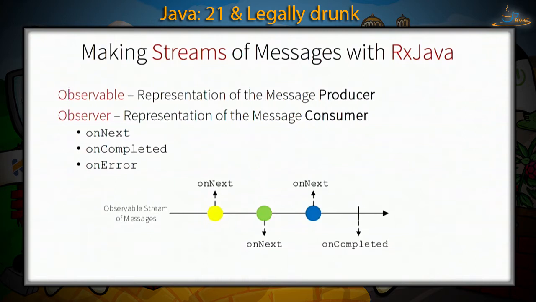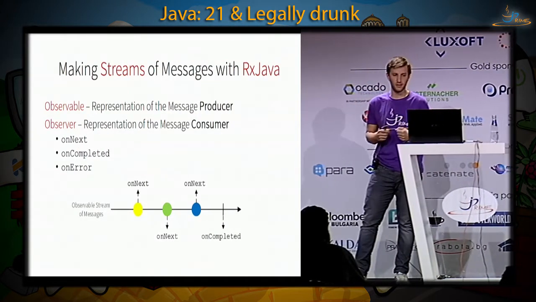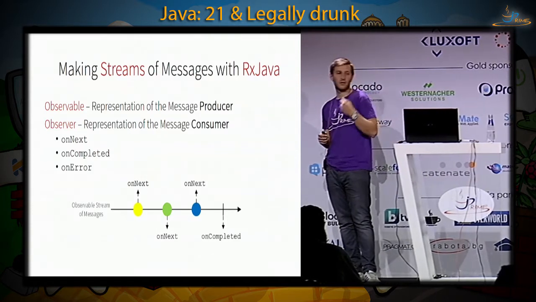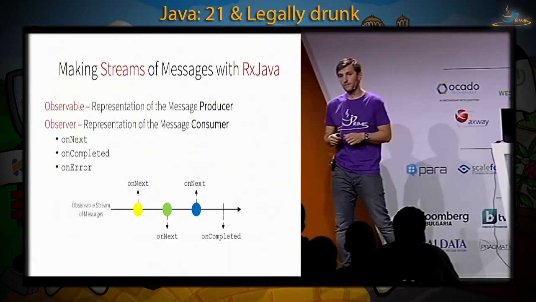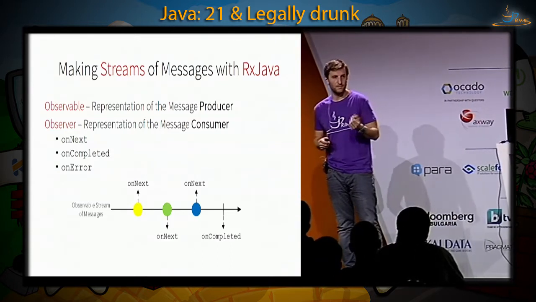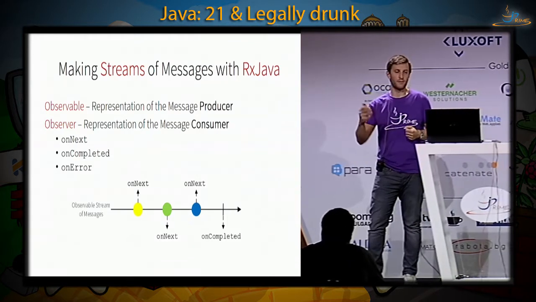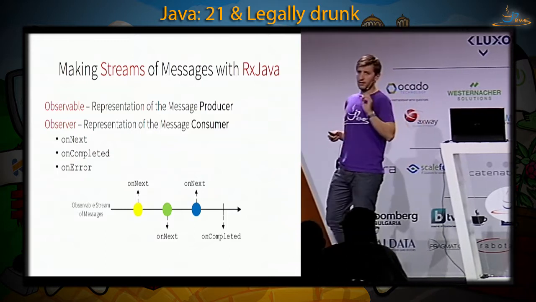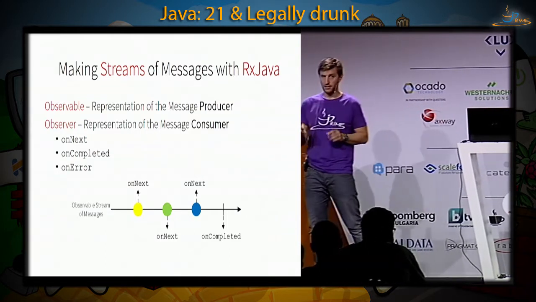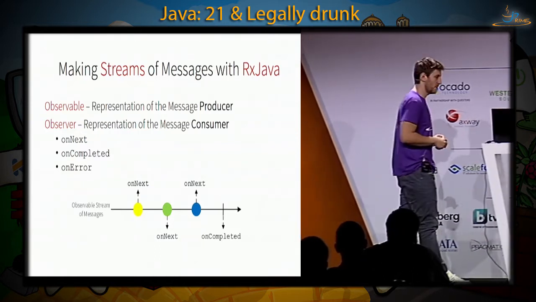In order to implement these streams of messages, RxJava introduced two abstractions. The first one is observable, which is a representation of the message producer. And the second one is observer, which is a representation of the message consumer. I'll just keep using the terms producer and consumer because it's very hard to say observable and observer in the same sentence and not get confused. Believe me, I tried. So we'll just stick with producer and consumer.